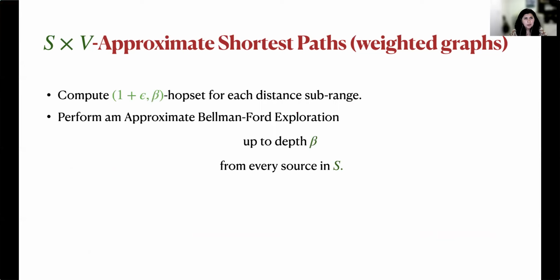So finally, how do we compute approximate shortest paths in weighted graphs? Once we have the hop sets, we perform an approximate Bellman-Ford exploration up to depth beta, and we know that all the distances can be approximated by a multiplicative stretch of 1 plus epsilon within beta hops, so we are good.